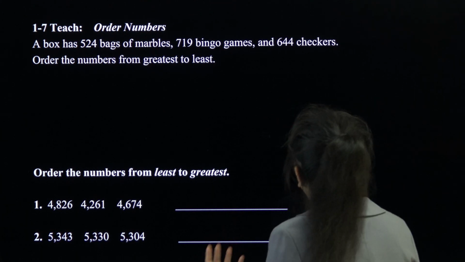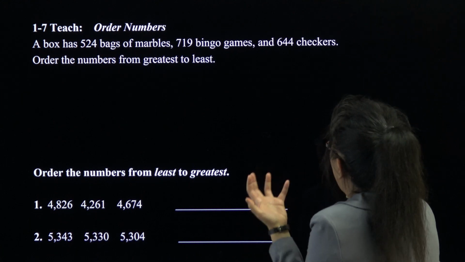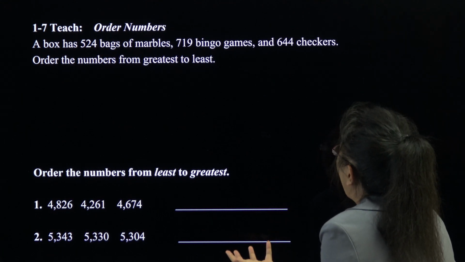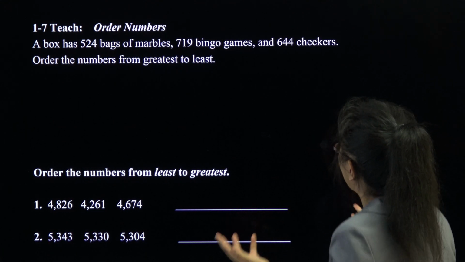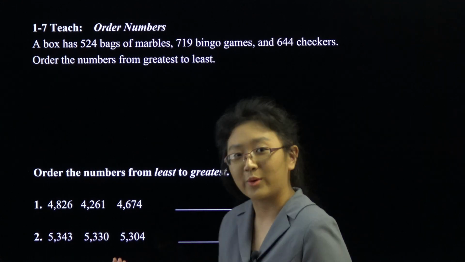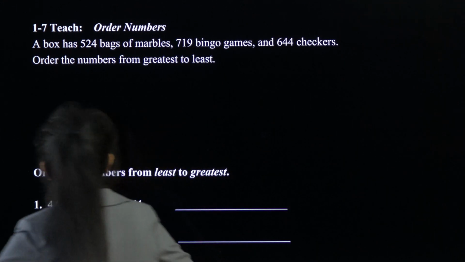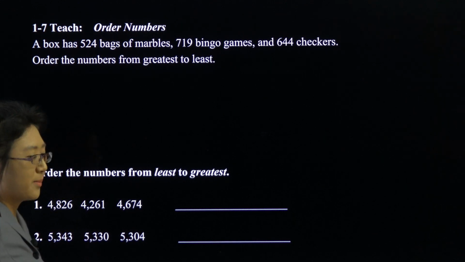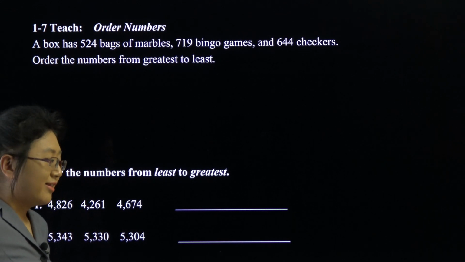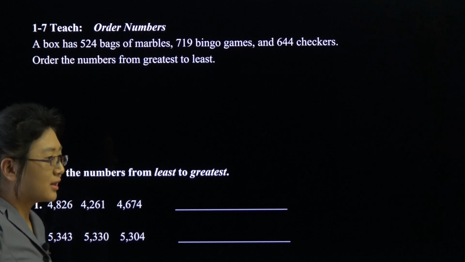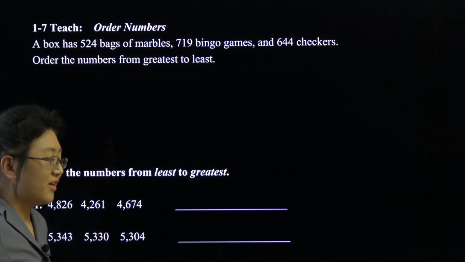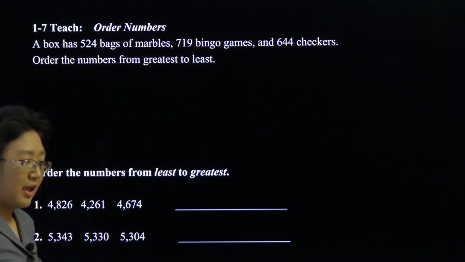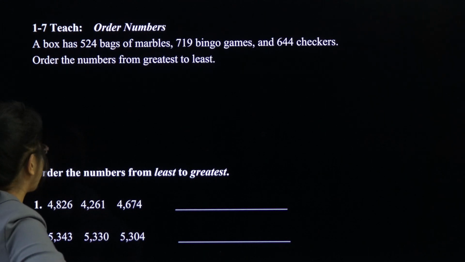What are you doing with this box? Where did this box come from? A warehouse that stores marbles, bingo games, and checkers? Okay, anyhow. Although this is a little strange, but then again, this is a math problem, the only place where a person can go ahead, sit down, and eat 74 apple pies in one sitting, but hey.